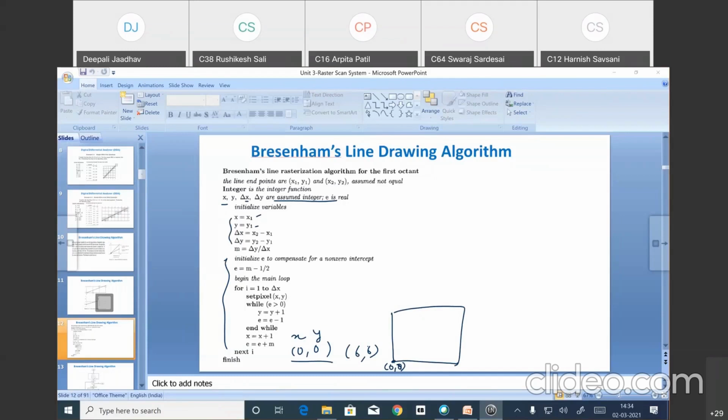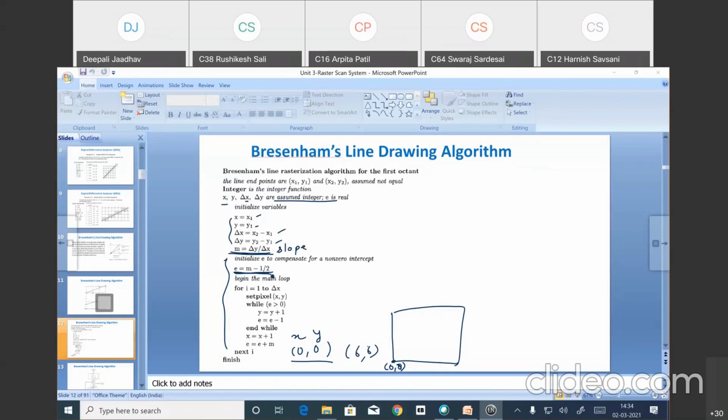Next, initialize E for a non-zero intercept. To initialize E, the formula used is E is equal to m minus 1/2. So how is m calculated? It is delta y divided by delta x. What is delta y? y2 minus y1, and delta x is x2 minus x1. Using these two values, m, the slope of the line, is calculated, and using that slope, E is initialized. Initial value of E is m minus 1/2.